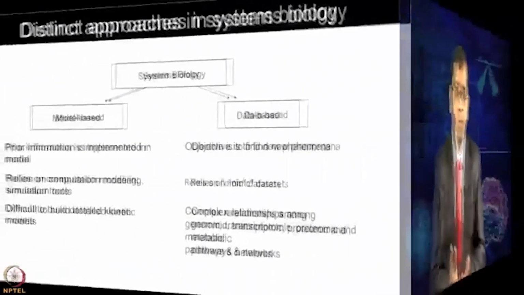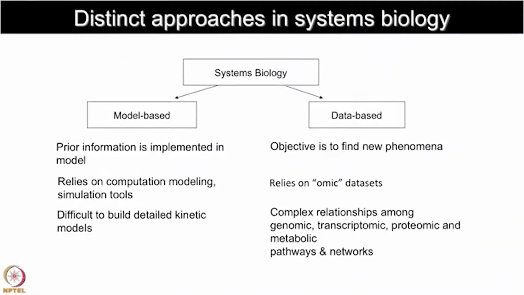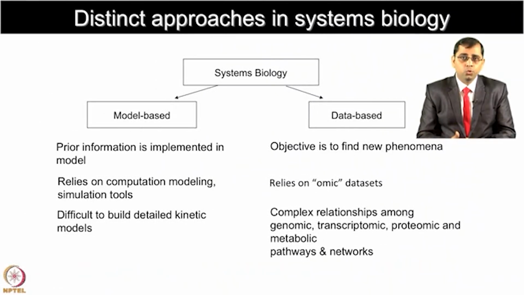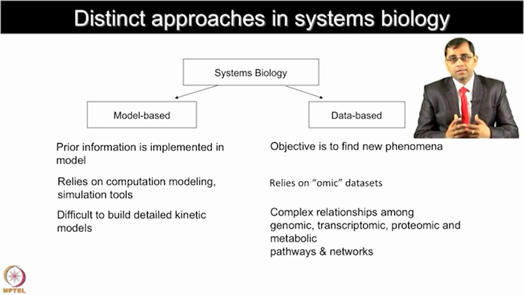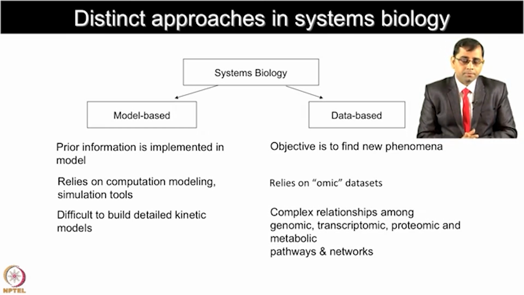So, what are the distinct approaches in systems biology? It can be model based or data based. In model based, you already have the prior data information which you want to implement and build the model. Of course, it relies on a lot of computational modeling and various types of tools for simulation, but it is very difficult to build detailed kinetic models just based on this information.